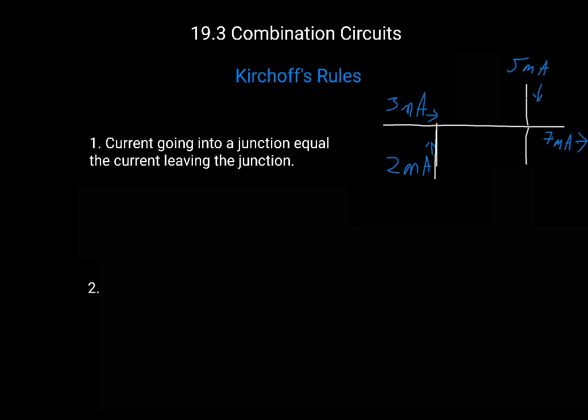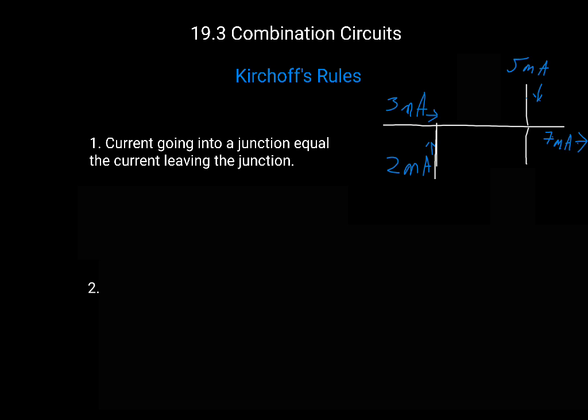Gustav Kirchhoff was a German physicist who came up with two rules to help people figure out how current and voltages act in a circuit. So the first one that we're going to talk about is Kirchhoff's rule of currents. He says that the current going into a junction will equal the current leaving that same junction.